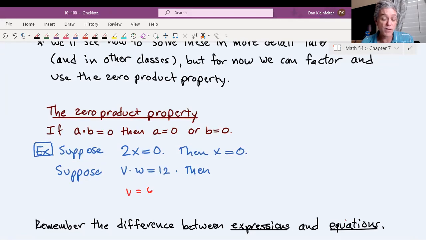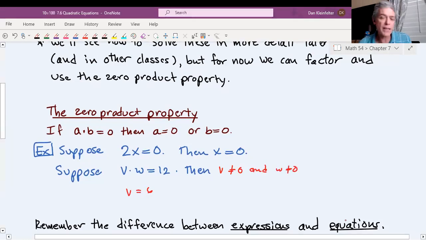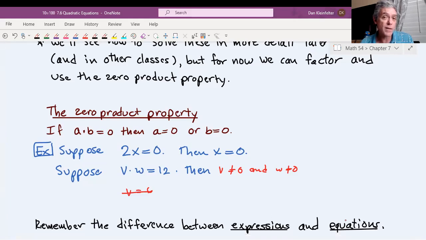It could be that v is 3 and w is 4. It could be that v is 24 and w is a half, right? You can't really conclude anything from there except that neither v nor w is 0. So we could say v is not 0 and w is not 0. You can't really conclude anything else about it. v could be 12 and w could be 1, right? 0 is special, right? That's why it has this property. If you multiply together two numbers and get 0, one of them is 0.